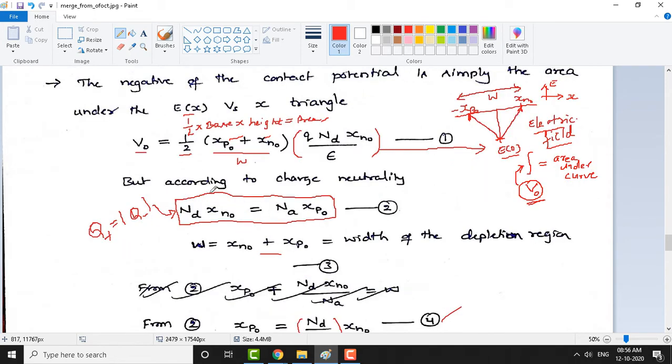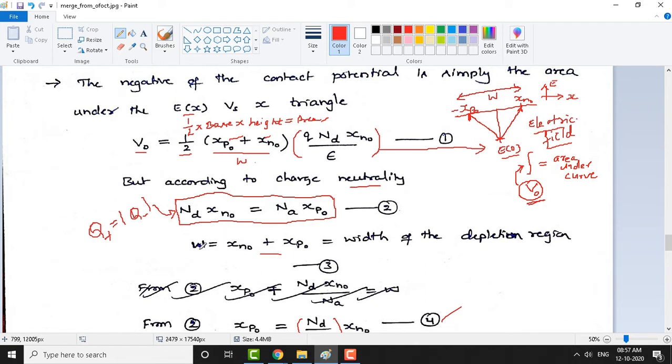Now let us go through charge neutrality. We have seen this in an earlier class also. What does charge neutrality tell us? The charges in the neutral n area and neutral p area are going to be equal, because there are equal numbers of electron-hole pairs in both neutral regions. Mathematically we can show that as Nd times xn naught equals Na times xp naught. Let us call this equation 2.